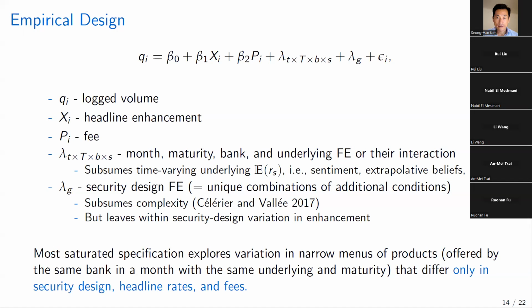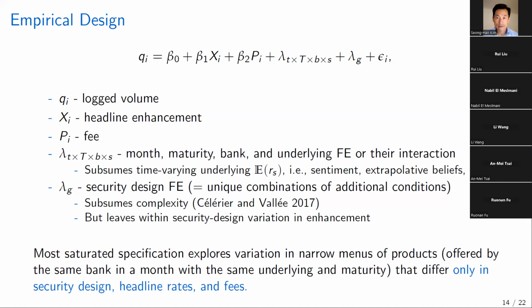Okay, so my main empirical design is going to regress the size of the issuance volume of the security, so logged volume, on this measure of enhancement, and then the fee, the embedded markup of the security, so the embedded annualized fee of the security. On top of that, I will use highly saturated regressions, controlling for other determinants of demand. I'm going to have month fixed effect, maturity fixed effect, bank fixed effect, as well as underlying fixed effect. So underlying fixed effects are quite important. I'm going to basically take care of any kind of stories where investors have different sentiment for different underlyings that may be changing over time.